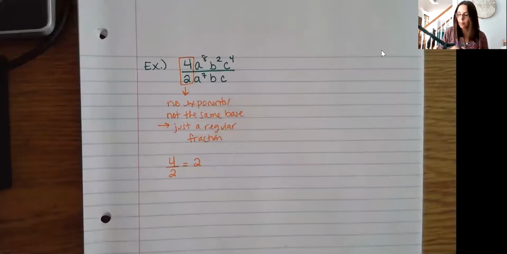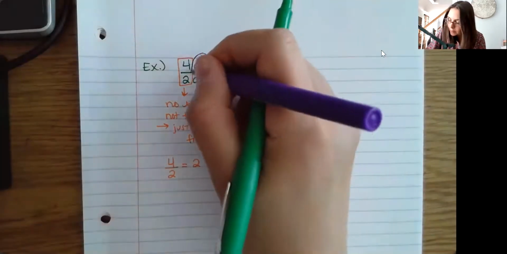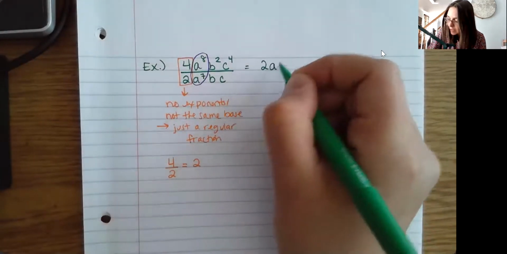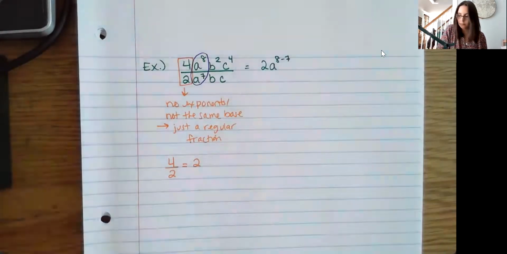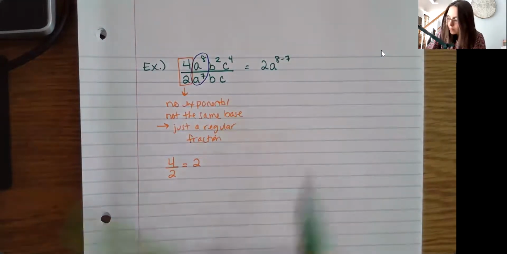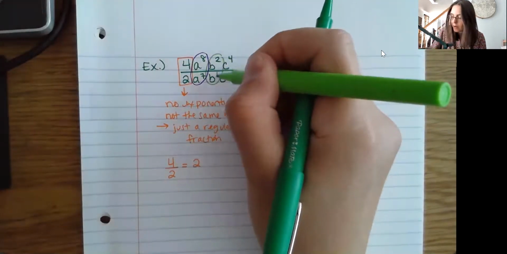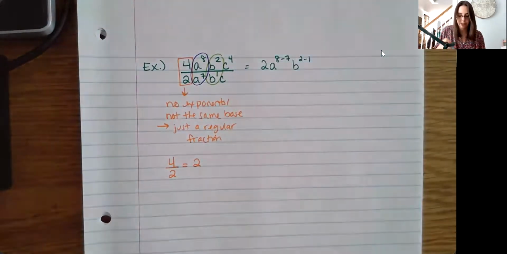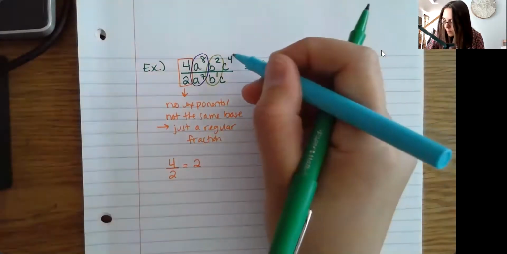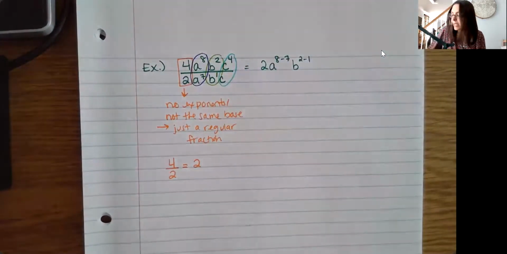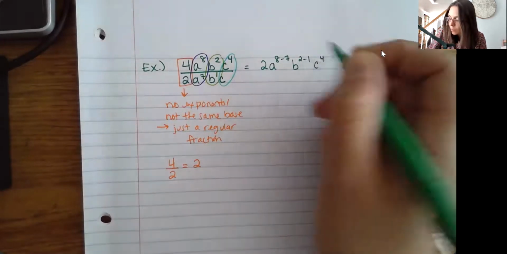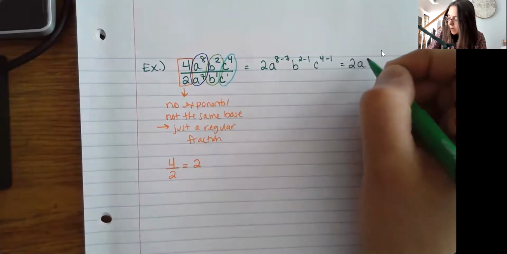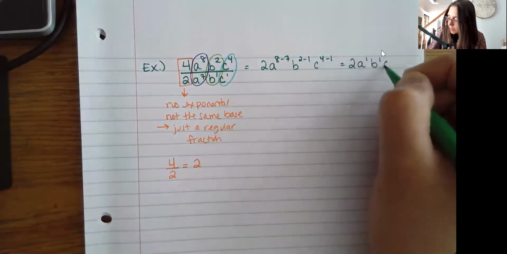And then I'll match up the other parts. So I'll do my a's next. So this first part just becomes 2. And I have a to the 8 minus 7. Now I'm going to do those b's. And again, there is a 1 there if you need to write it in. So b to the 2 minus 1. Use all my different colors here, make a little rainbow. And then I have c to the 4. Again, there is a 1 there, so minus 1. This becomes 2a to the first power, b to the first power, c to the third power.